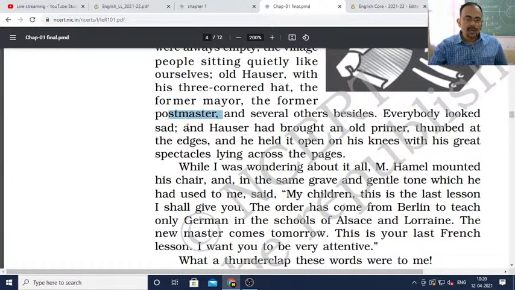Everybody looked sad, and Hauser had brought an old primer, thumbed at the edges, and he held it open on his knees with his great spectacles lying across the pages. Here the old primer means some sort of a book, which he started reading.